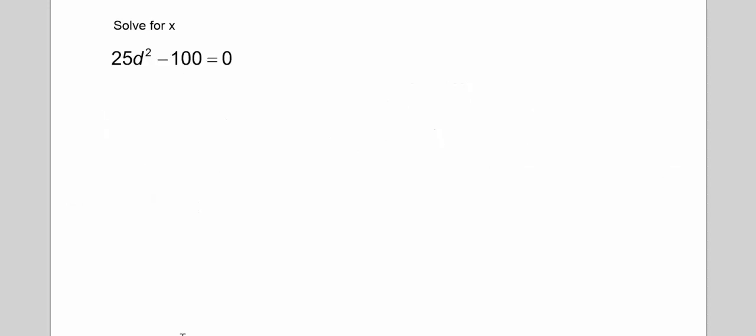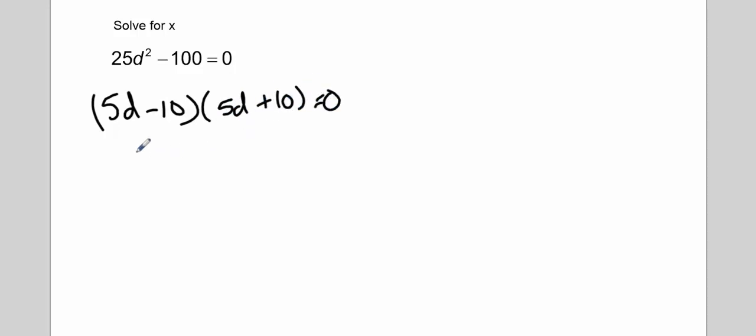We can solve these just like we have all of our other problems. You'll notice perfect squares at the two ends. It looks like a difference of squares. So 5d minus 10, 5d plus 10 equals 0. Solve. If they multiply to 0, then one has to equal 0.